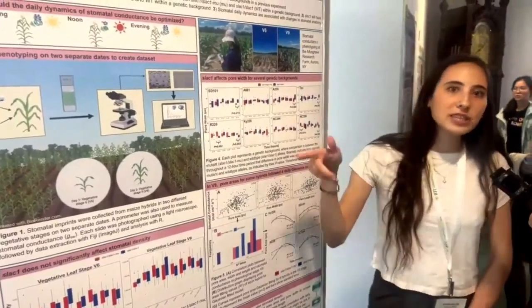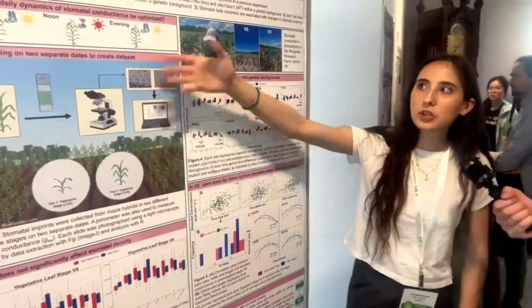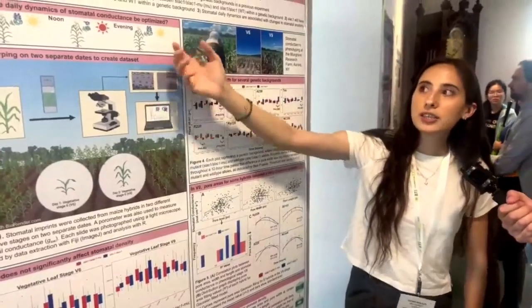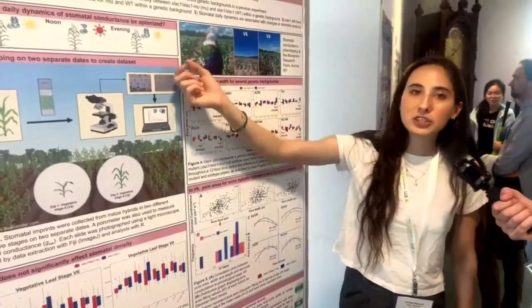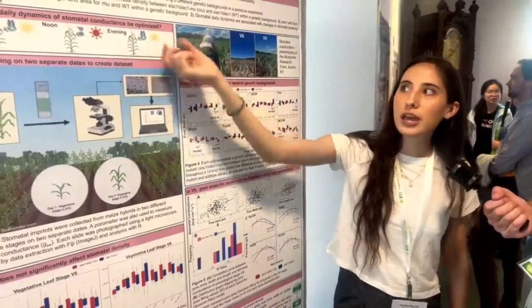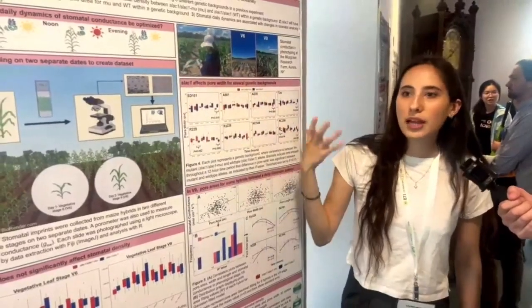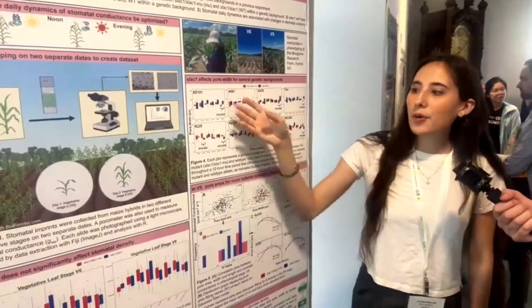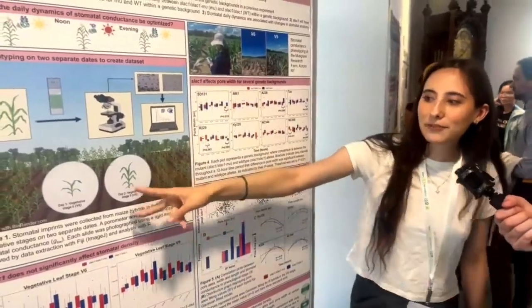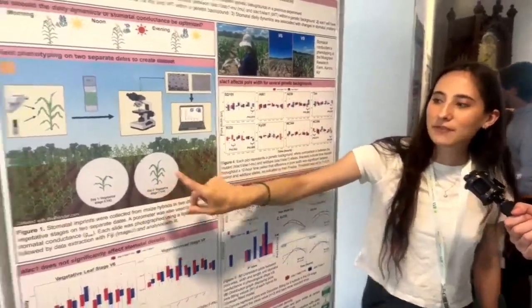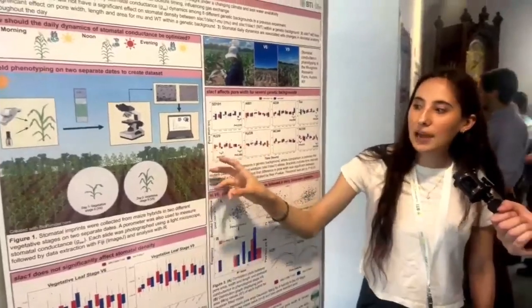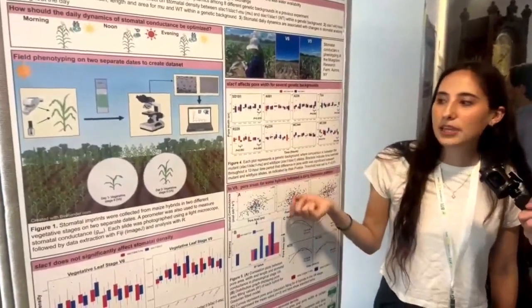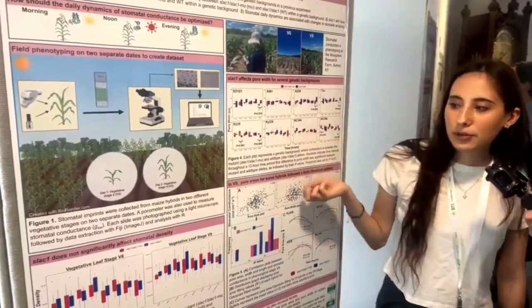The main goal of this eventually is to be able to control the SLAC1 gene to the times of day when water use efficiency is most optimized, morning and evening. These are when the ideal climate conditions are for water use efficiency. We phenotyped in 2 different vegetative stages, V6 and V9, across 6 time points each day from 8 a.m. to 8 p.m., and we collected stomatal imprints.